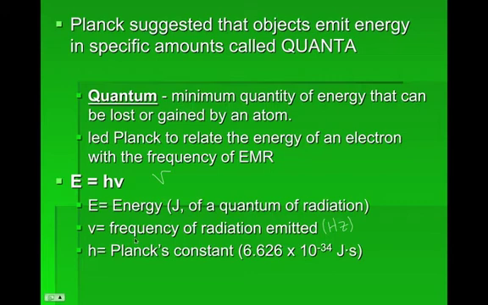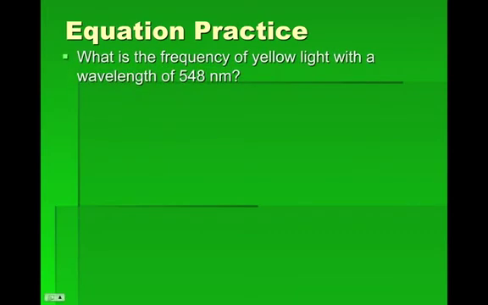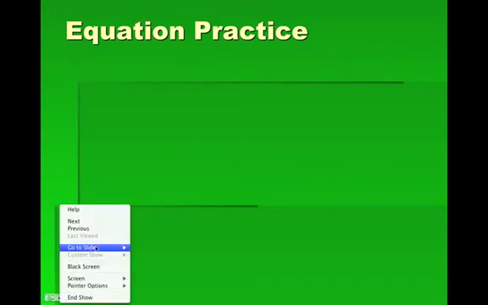So the two formulas that you need to know are this one and c equals lambda nu, the speed of light equation. So let's do some practice, shall we? What is the frequency of yellow light with a wavelength of 548 nanometers? Now I told you back here, let me get to that slide.